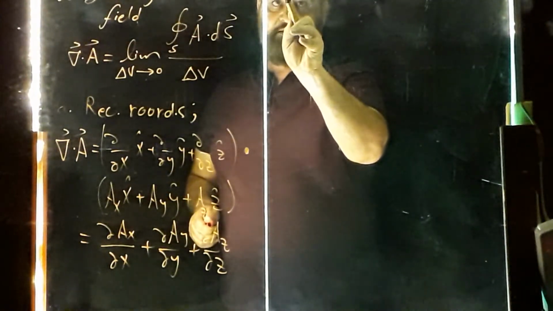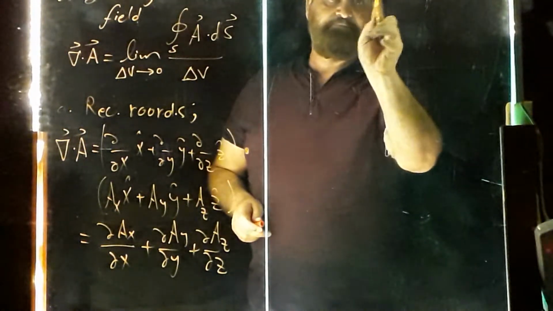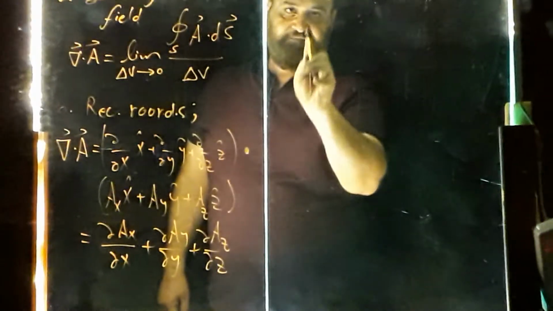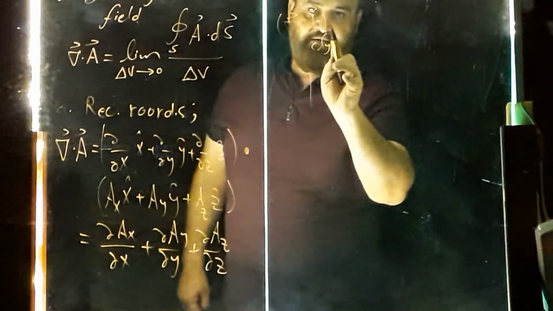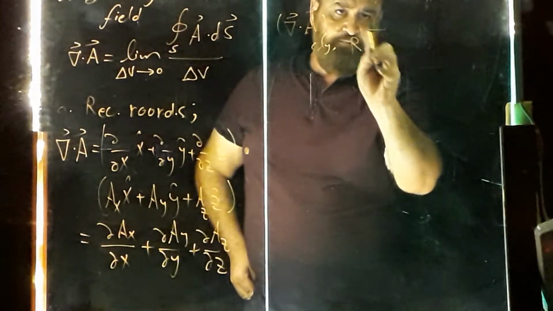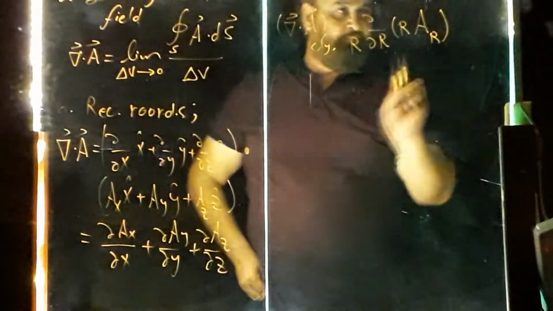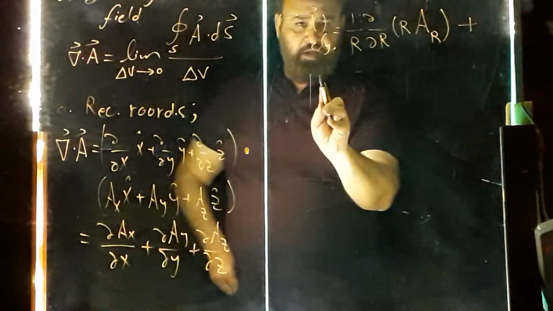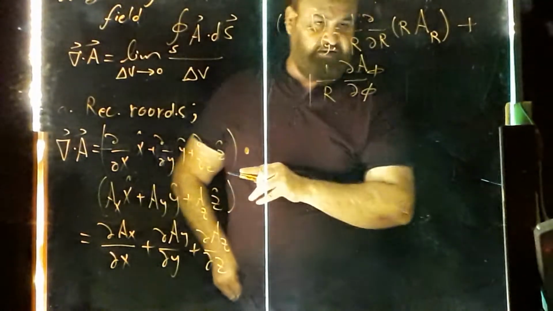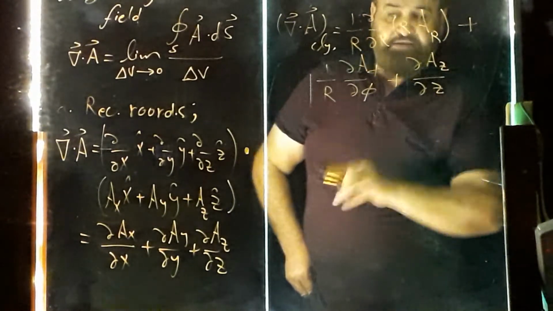Now B, it is cylindrical coordinates. The divergence of A in cylindrical coordinates is equal to 1 over r, partial r for r A r, plus 1 over r partial A phi over partial phi, plus partial A z over partial z.